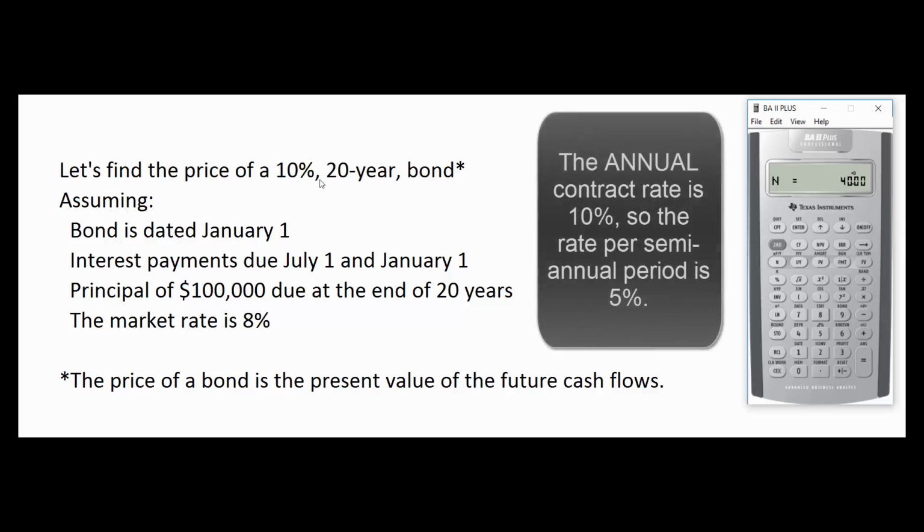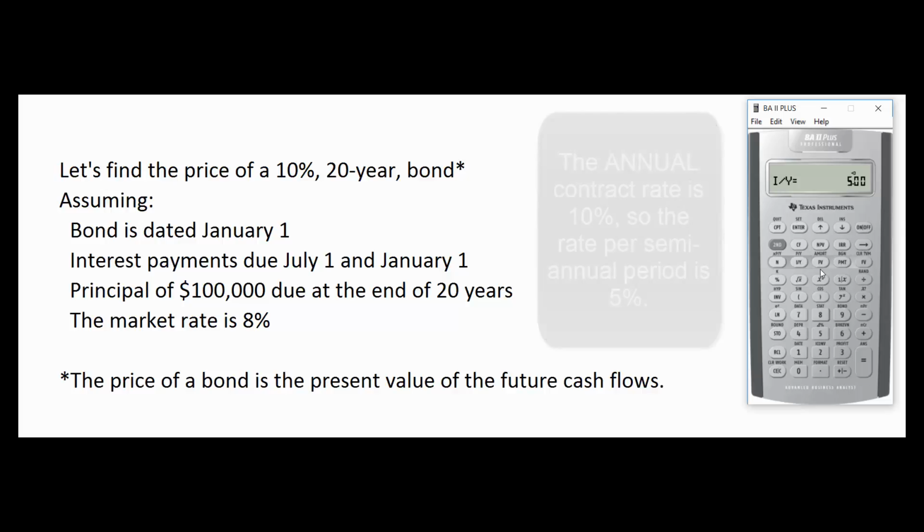So in this case, the annual rate is 10%. Since there's interest payments twice a year, that means the periodic rate is 5%. So the interest per period is 5%. We're going to solve for the PV, the present value, so we're not putting anything in there.